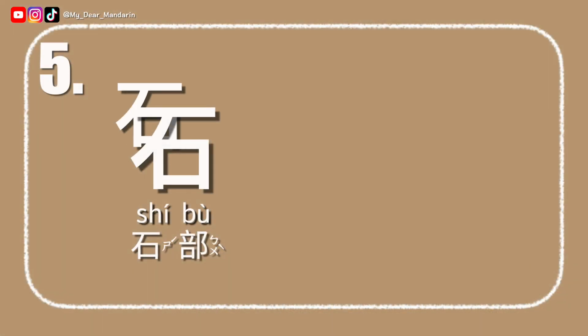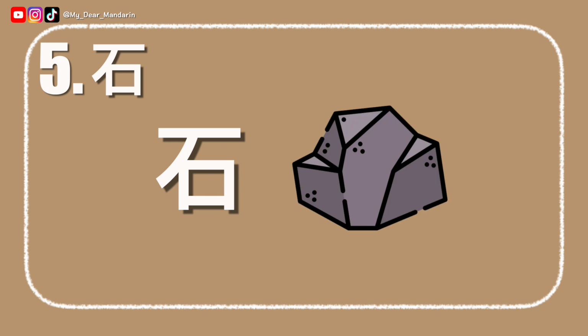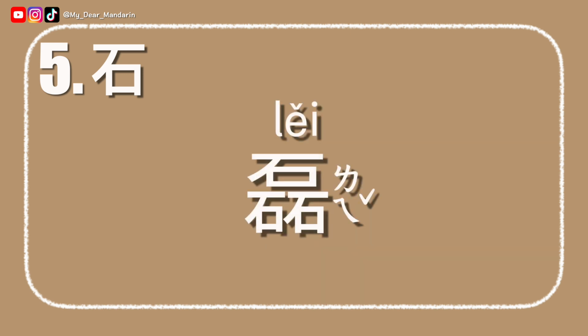The last radical for this video, 石部, means related to or made of rocks. Our example for this radical is going to be the character 磊. If you have some basic knowledge about Mandarin, then you might be able to guess the meaning of this character.